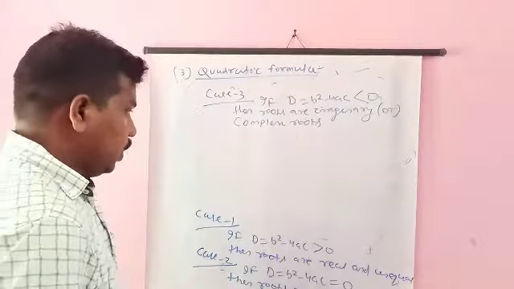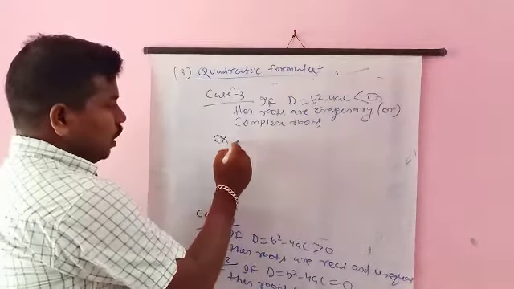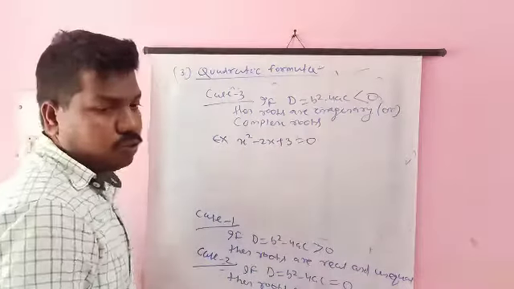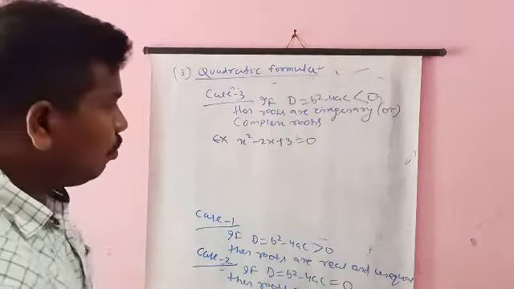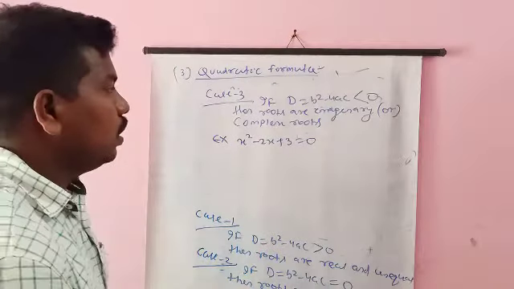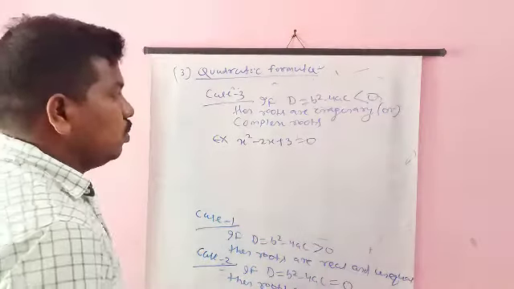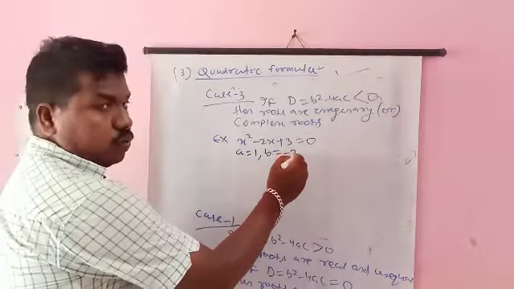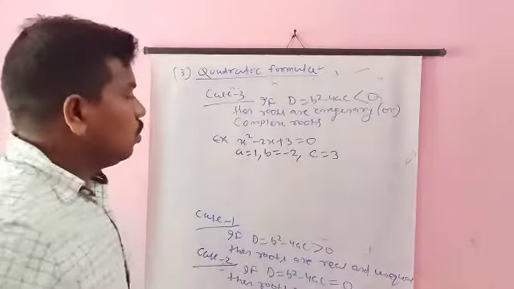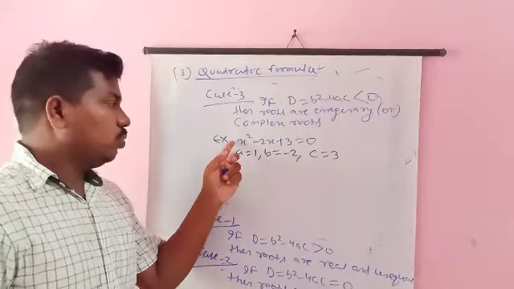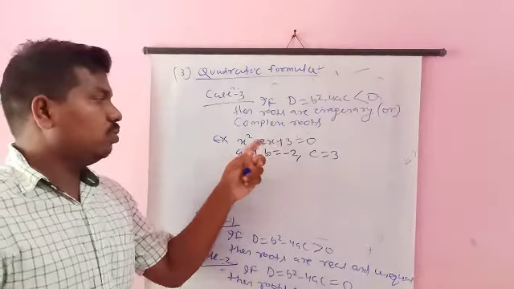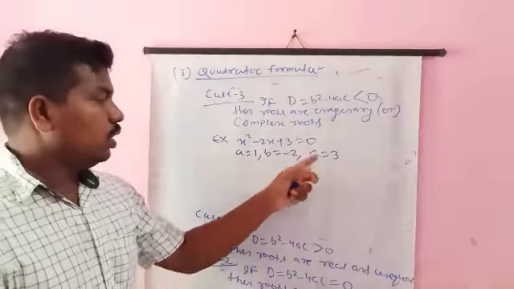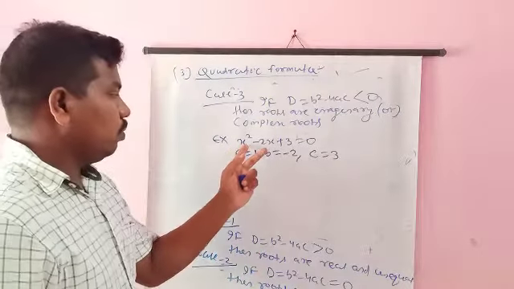So now we take an example, x square minus 2x plus 3 equal to 0. We have to check whether the roots are real or imaginary. So here a equal to 1, b equal to minus 2, c equal to 3. The coefficient of x square is 1, so a equal to 1. The coefficient of x is minus 2, so b equal to minus 2. The constant term c equal to 3. So a, b, c we find from the given equation.